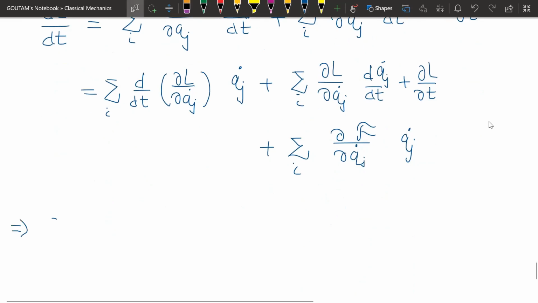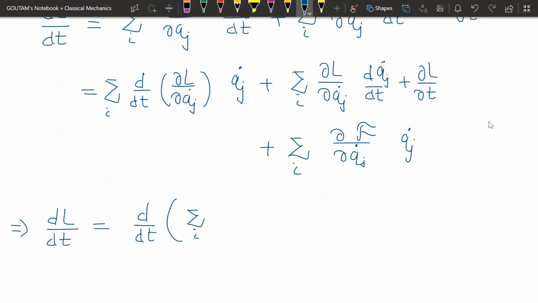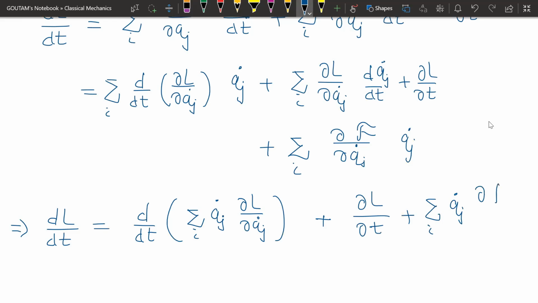So from the first two terms, on the left hand side it is dL/dt, and on the right hand side the first two terms will give me d/dt of the sum over j of q_j dot del L del q_j dot, plus del L del t, plus the sum over j of q_j dot del dissipation function del q_j dot.